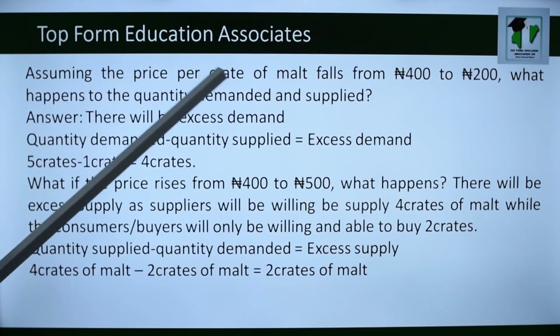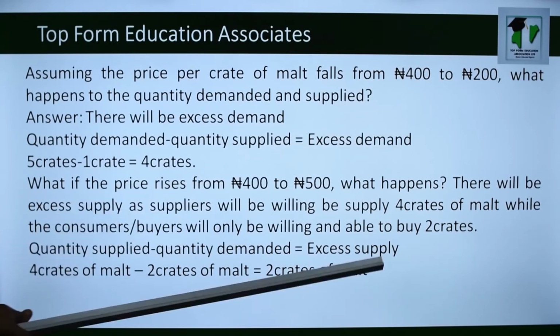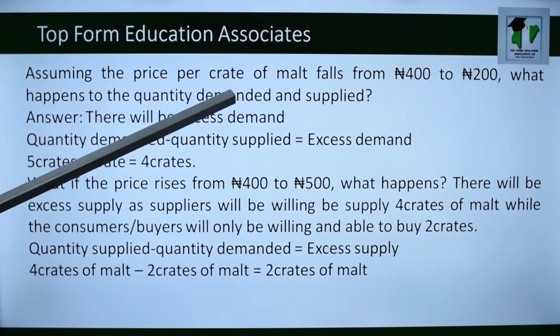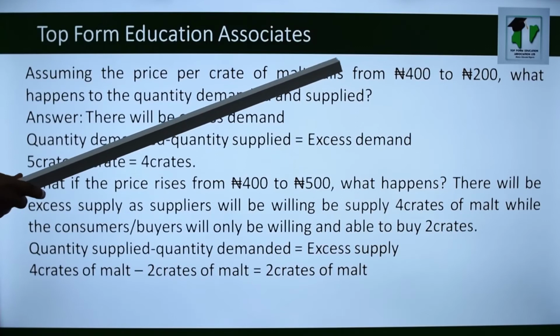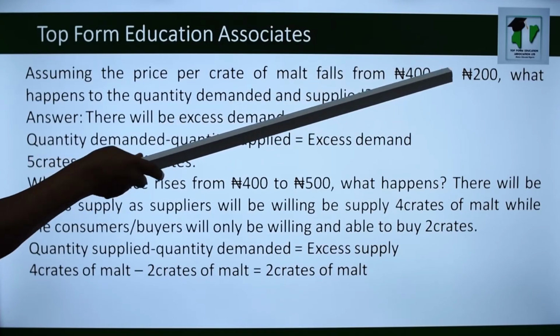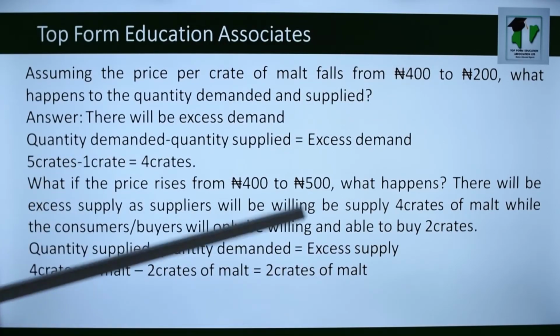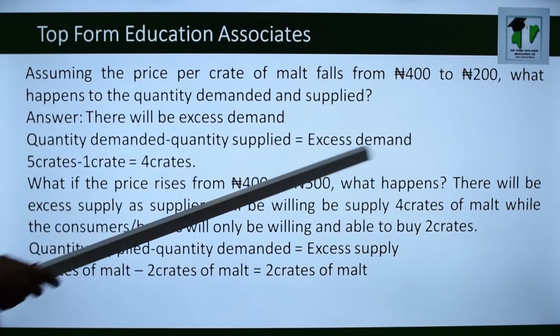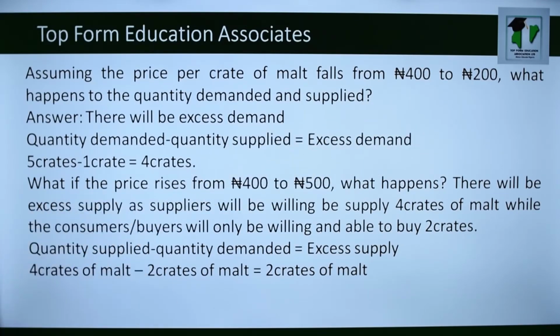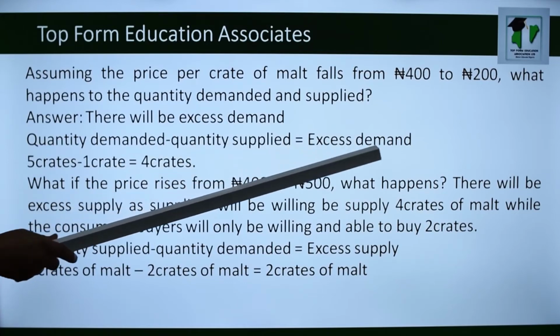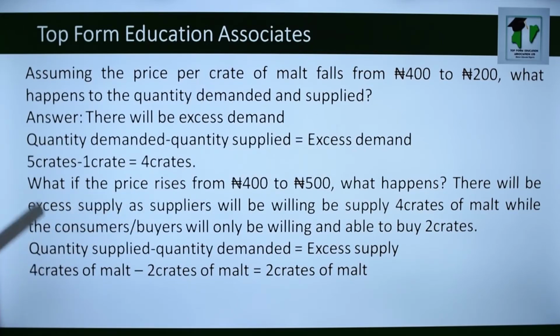Assuming the price per crate of malt falls from 400 naira to 200 naira, what happens to the quantity demanded and supplied? Of course, once the price falls, consumers will demand more, while sellers will supply less, so there will be excess demand. Quantity demanded minus quantity supplied will give you excess demand. 5 crates minus this. So this explains what we have done.